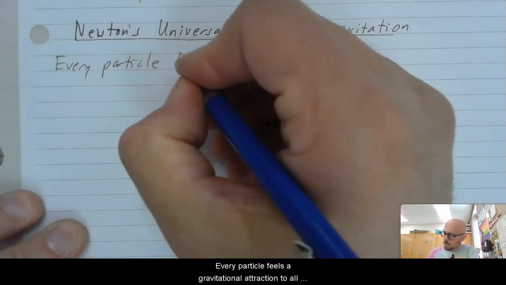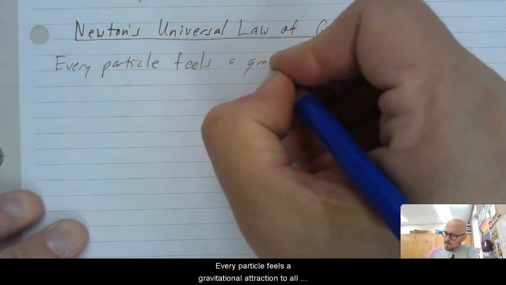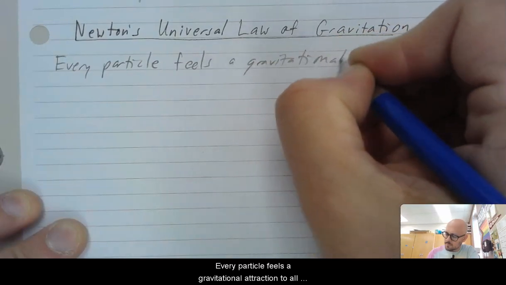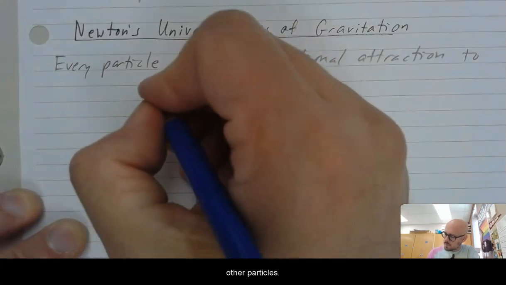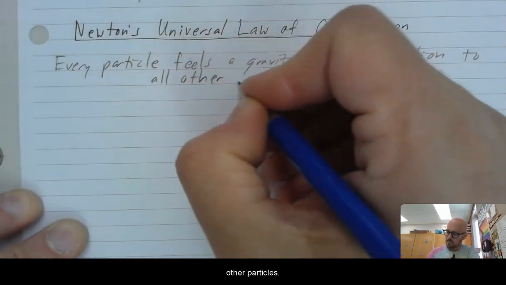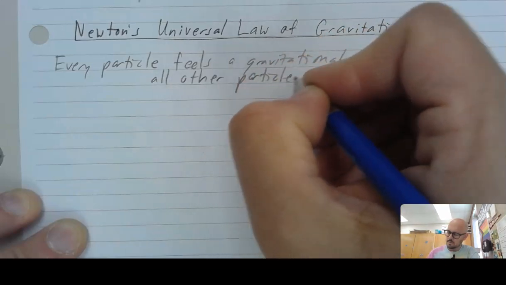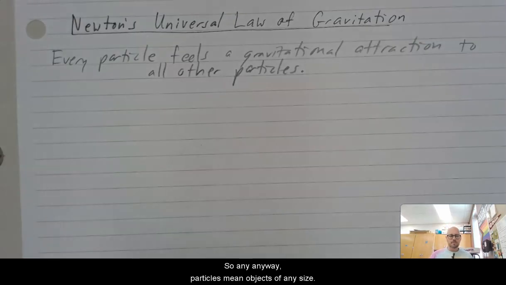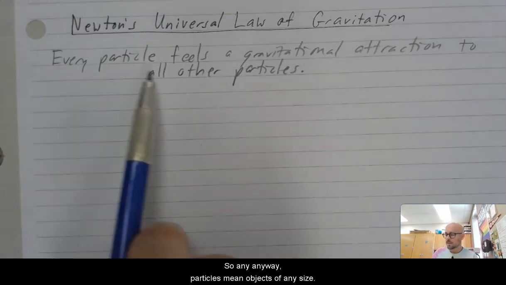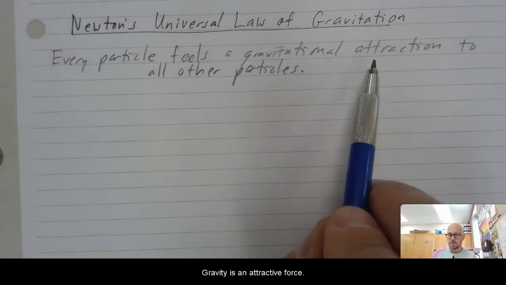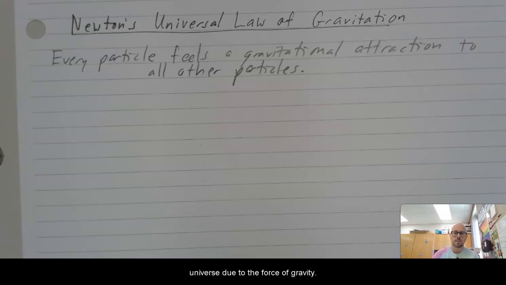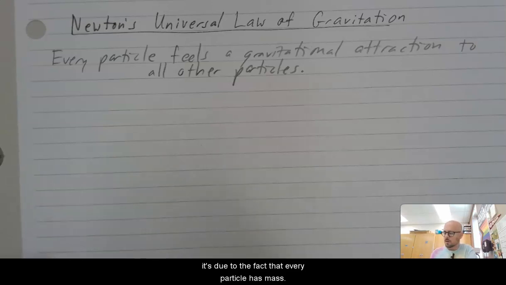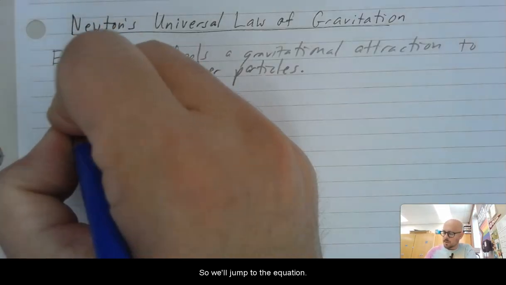Every particle feels a gravitational attraction to all other particles. So anyway, particles mean objects of any size. Gravity is an attractive force, and every particle is attracted to every other particle in the universe due to the force of gravity. And as you'll see in a second, it's due to the fact that every particle has mass. So we'll jump to the equation.